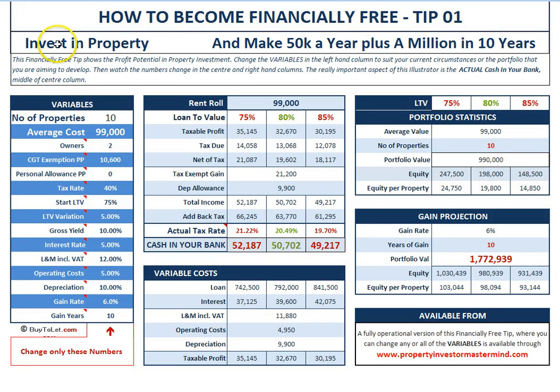Tip number 1, invest in property and make 50,000 a year plus $1 million in 10 years, and let me show you how we do it. There's a series of variables here and I'm going to go through each one to show you what the effect is.